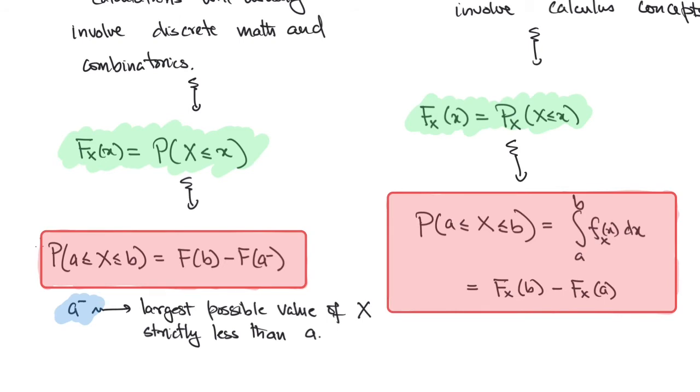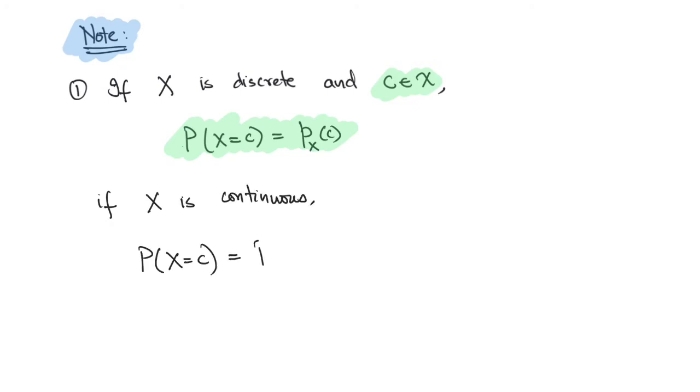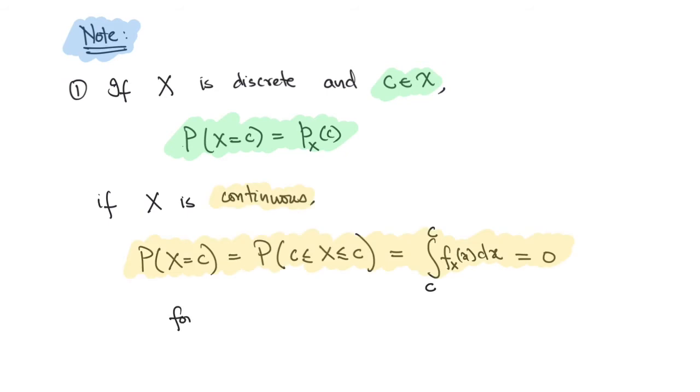We note two important facts. If the random variable X is discrete, then for any value c of the random variable, the probability of X equals c would exactly be the PMF evaluated at c. If the random variable X is continuous and c is any value of the random variable, then the probability that the random variable X takes the value c is going to be equal to 0.